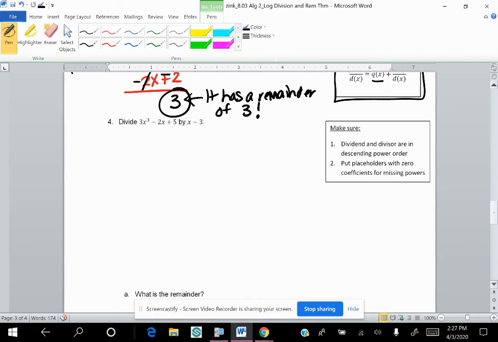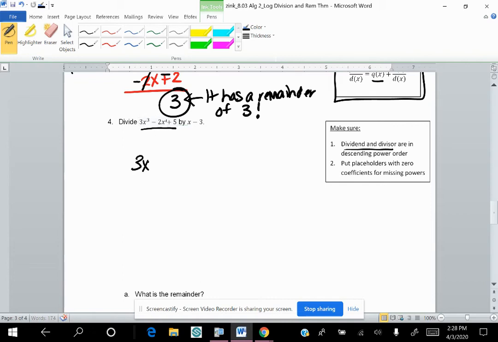Number 4. 3x to the third minus 2x plus 5 divided by x minus 3. So for this one, looking at your dividend here, we want to make sure that your dividend and your divisor are in descending power order. So their exponents count down by ones. Put placeholders with 0 coefficients for missing powers. So see how here you go from x to the third and then we jump down to x to the first. So we need a placeholder here for that x squared that's missing.